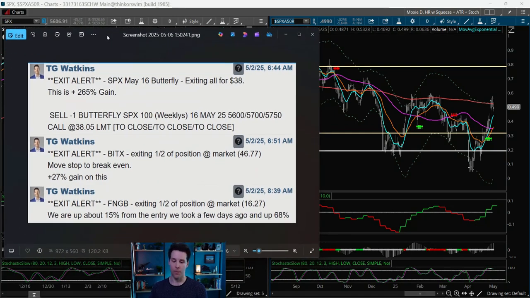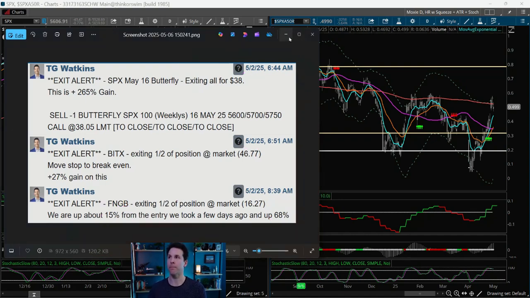So here's an example of why I took some of these trades off. If I switch gears and show you now the 20-day SMA breadth, so the number of stocks over their 20-day SMA, this is the reason I started taking these things off. Look at the second and the second here, we started to cash in a 265% gain on our SPX Butterfly, a fantastic trade. We cashed in a 27% gain on our BitX trade. And we cashed in, depending on where you took the entry, either 15% or 68% on our FNGA, FNGB trade, and we took profits on that.